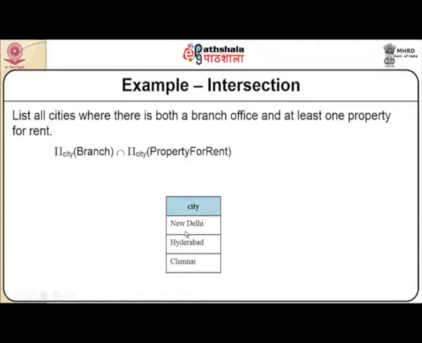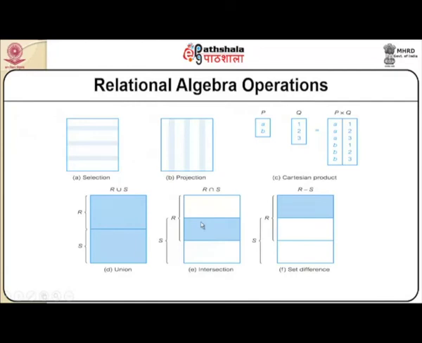So, Delhi, Hyderabad and Chennai have got properties for rent. At least one can be in New Delhi alone, but there is more than one property which is for rent and there it has got its branch office in turn. So, that is intersection. To highlight with the actual diagrammatic representation, intersection is a commonality between two relations R and S, which is highlighted with blue.